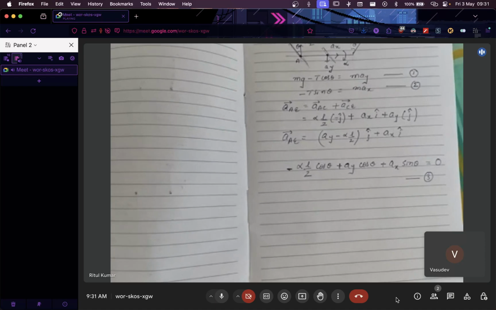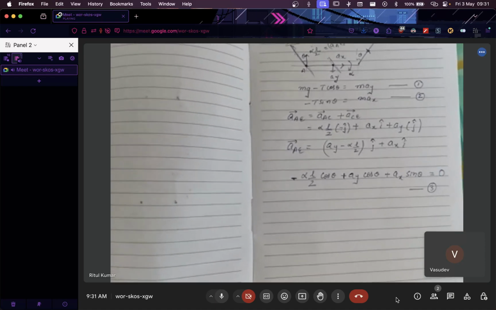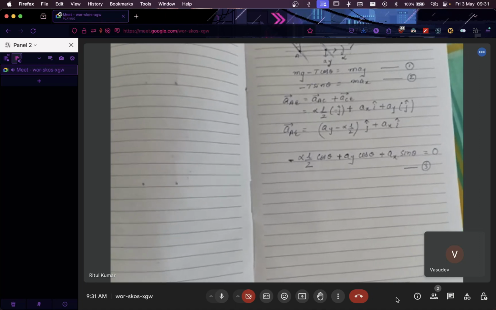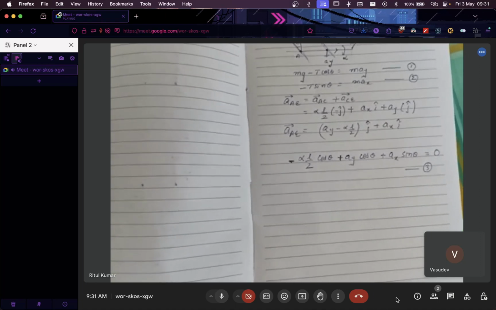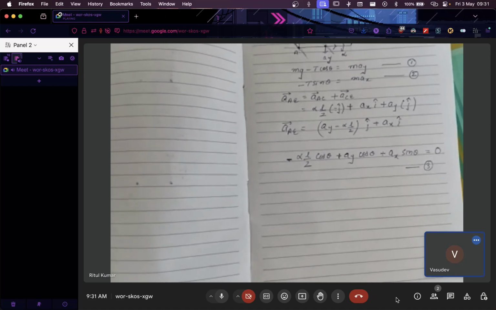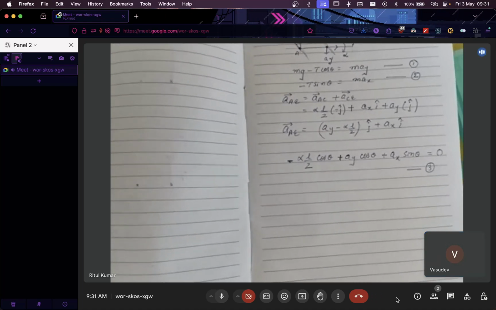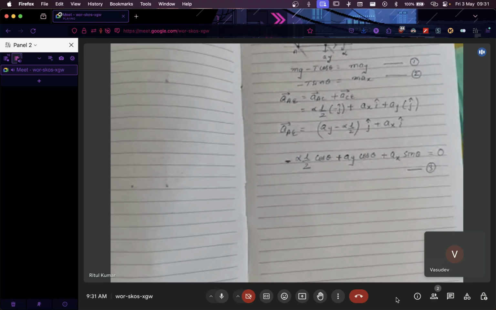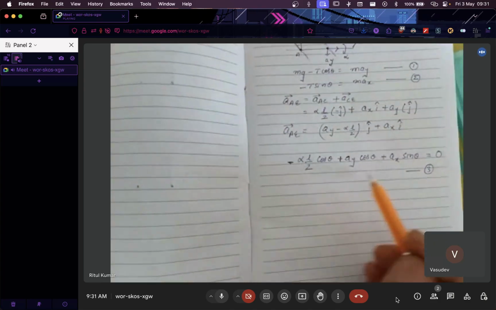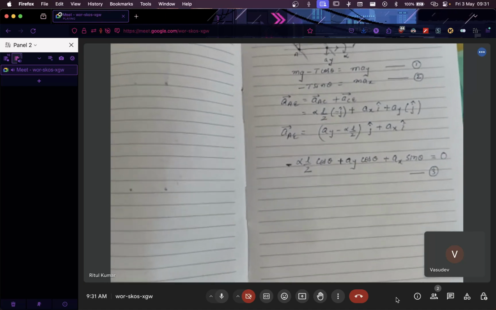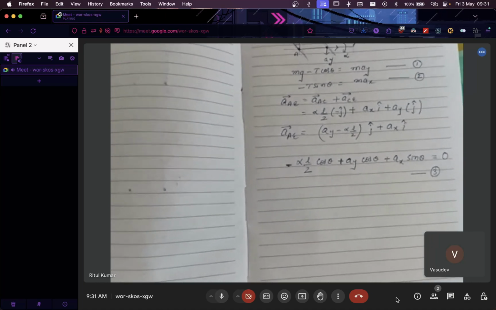Can we get tension from here, Vasudev? We can. Mg minus T cos theta equals may, and then ax minus T sin theta equals max. These were the equations which you got. Then you were in concurrence with the last equation, right? Yes. Okay. Just give me a second to calculate this.